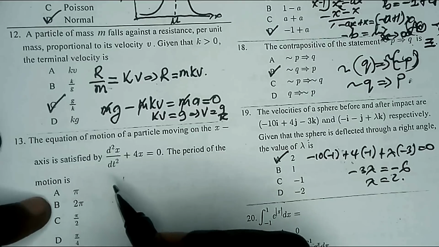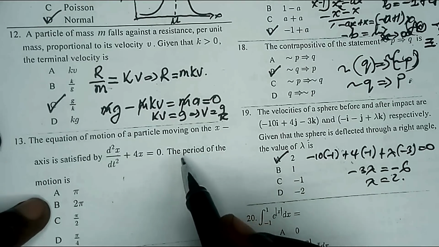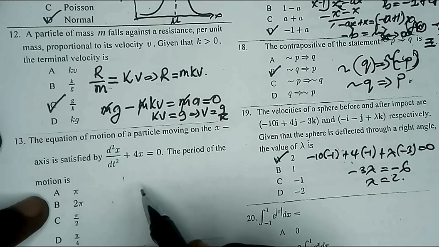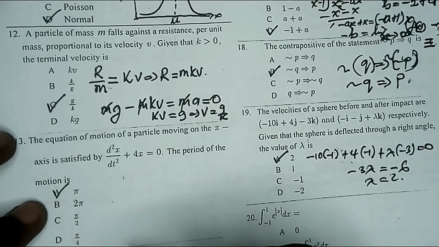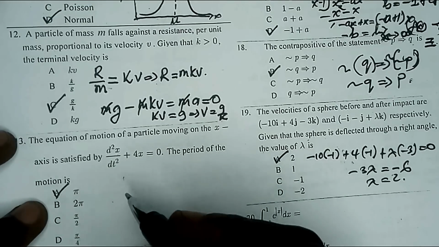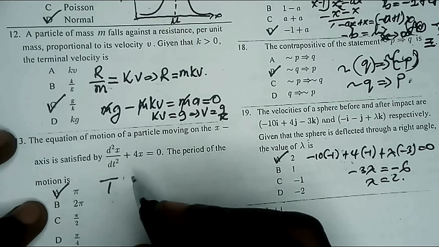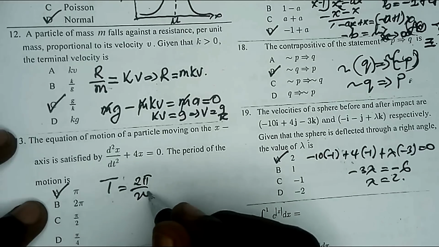In number 13, the answer is A. How did I get it quickly? The period generally of motion that is simple harmonic is supposed to be 2 pi over omega.